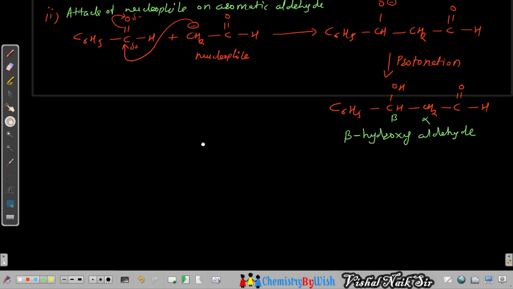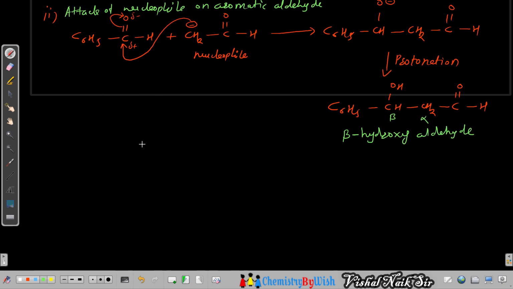So what happens in the last step? The beta hydroxy aldehyde on heating gets converted into an alpha beta unsaturated aldehyde as a product. So in the third step, this beta hydroxy aldehyde, that is C6H5 CH OH CH2 C double bond O and H. This carbon has 2 hydrogen atoms, so we write those 2 hydrogens like this, that is C, H and H.